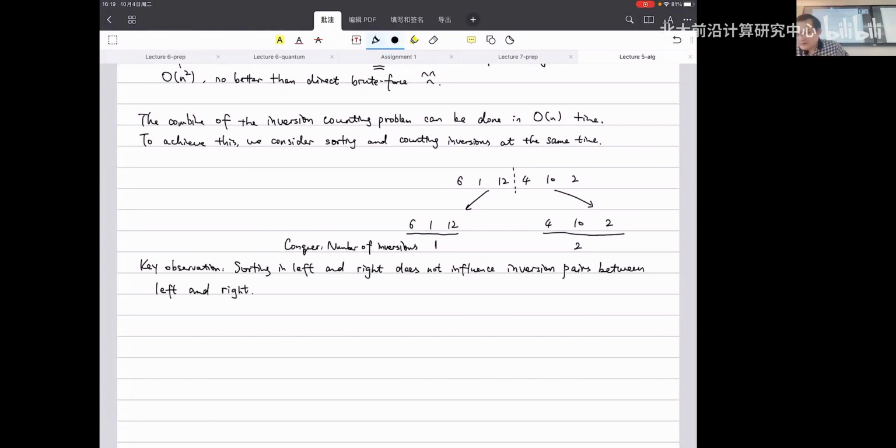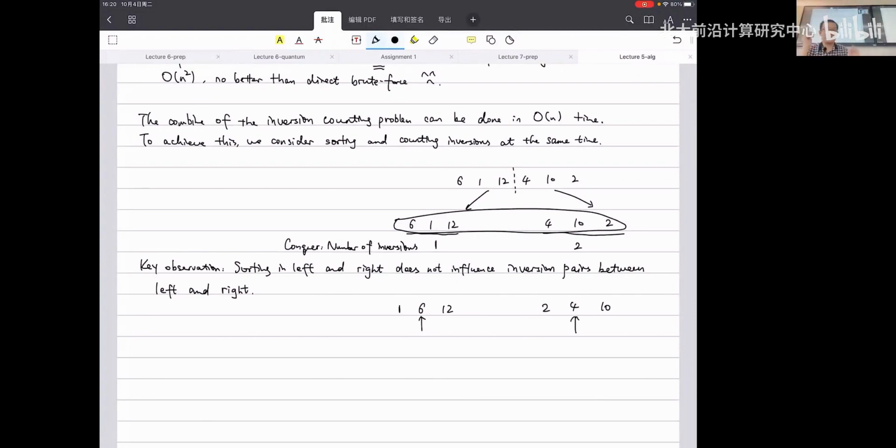So what do I mean by that? Just imagine that here it is sorted, for instance 1, 6, 12, and here it is 2, 4, 10. If we look at the original, at the inversion pairs, you can clearly see that, for instance, 6 and 4 is an inversion pair. But no matter how you sort this, the 6 is sorted here and the 4 is sorted here.